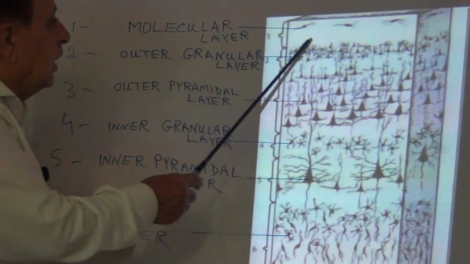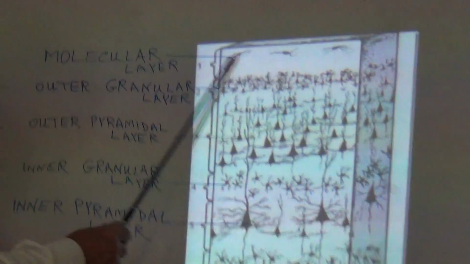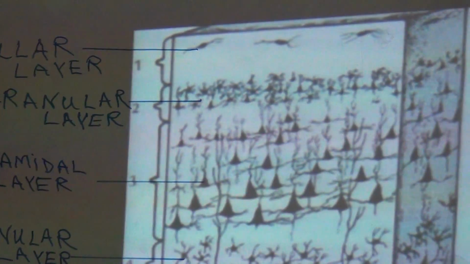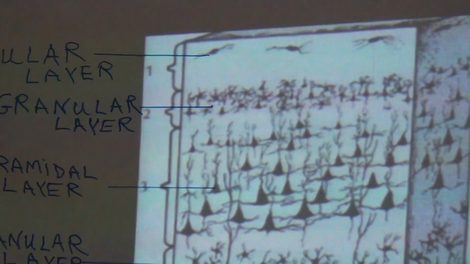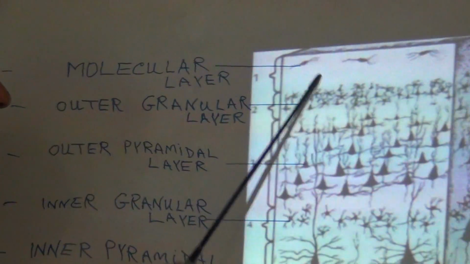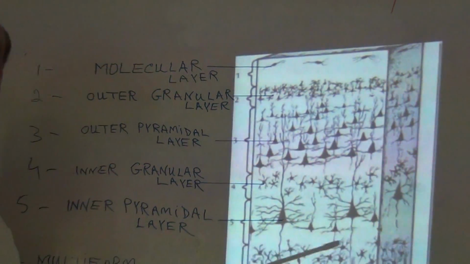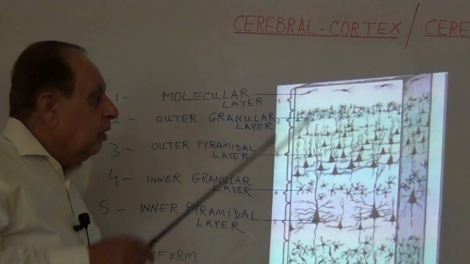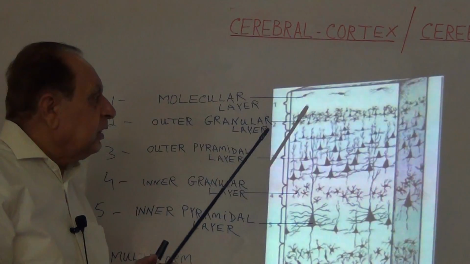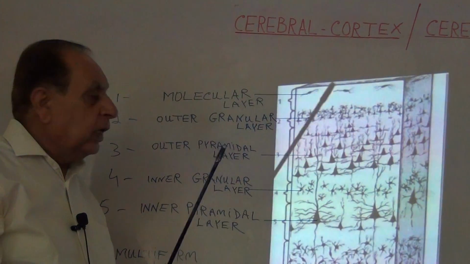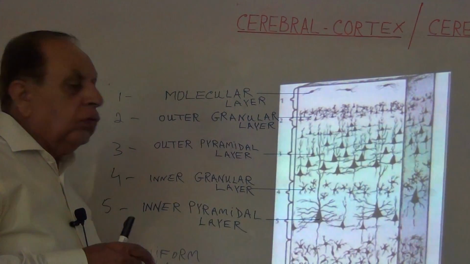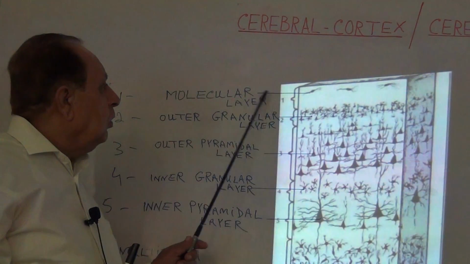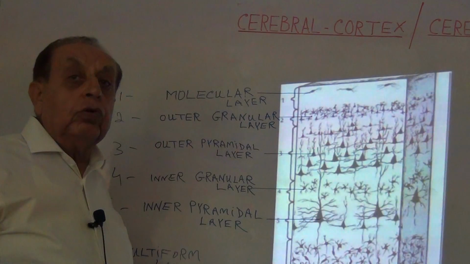The first layer is called the molecular layer. Here the axons and the dendrites reach the synaptic zone. In cut section, these axons and dendrites give the appearance of molecules. Therefore this layer is called the molecular layer.